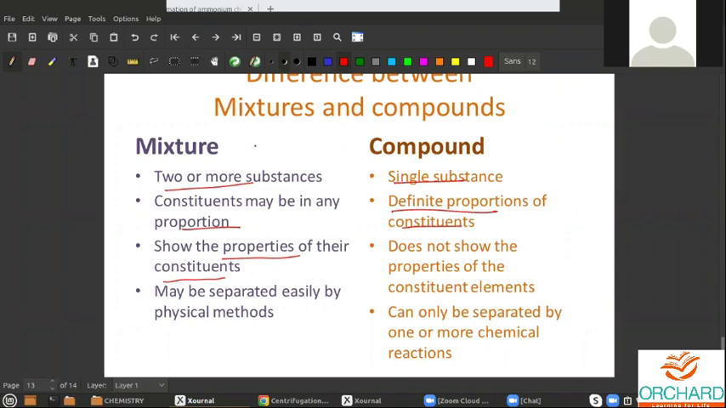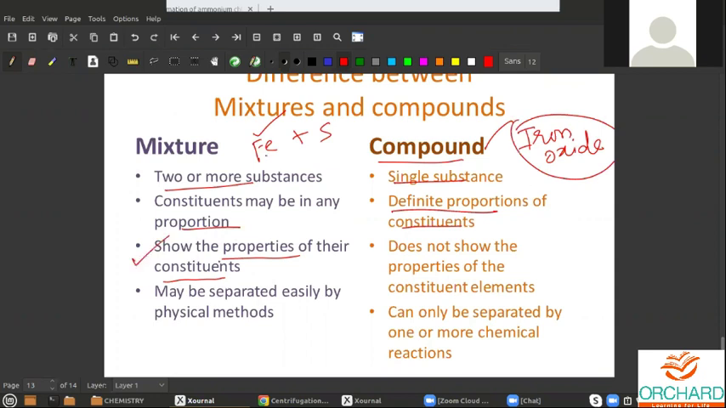Iron plus sulfur: when you just physically mix it, it will still retain the magnetic property. When you make iron and sulfur burn and make iron sulfide, then it is a compound. It will not have the property of iron. The magnetic property was lost. That is what the third point says. And a mixture can be separated easily by physical methods.